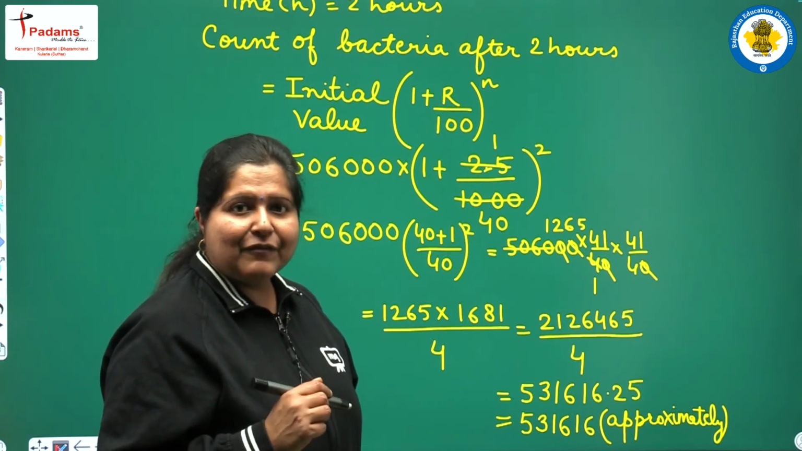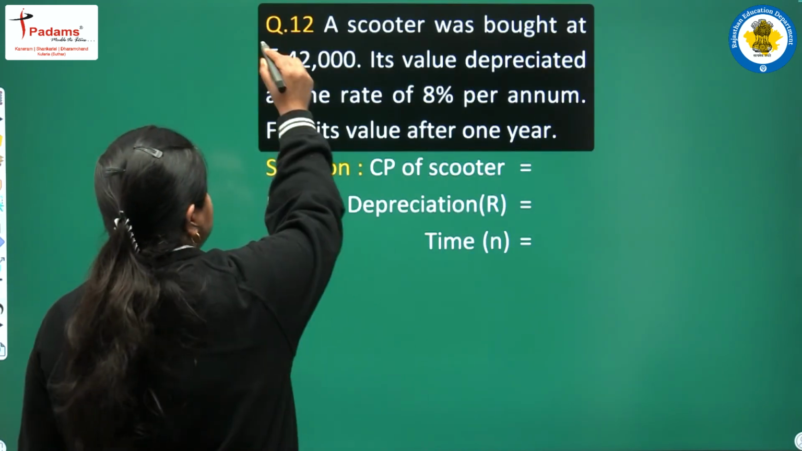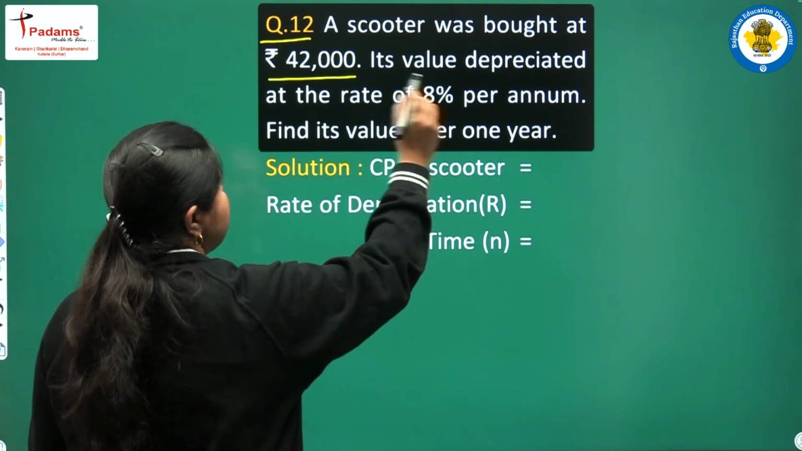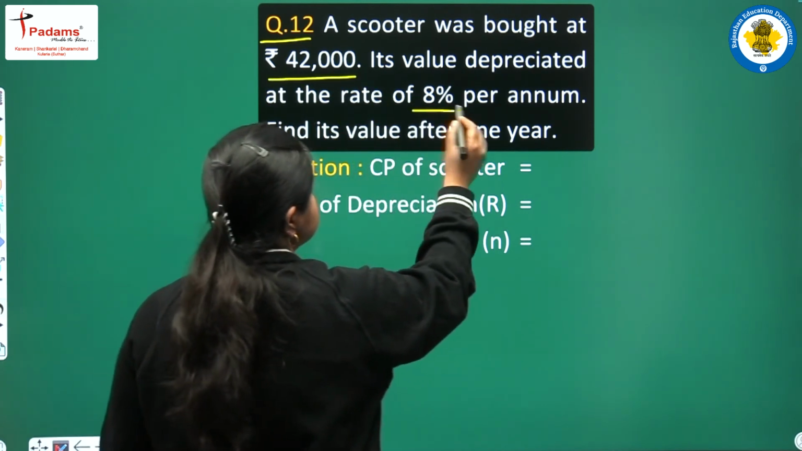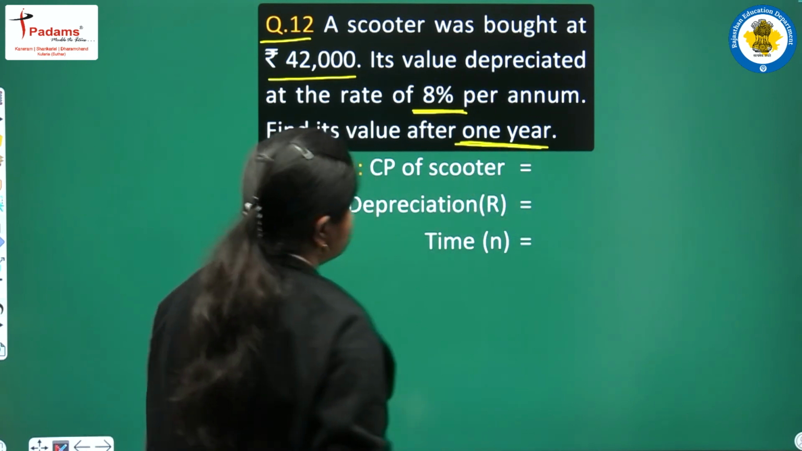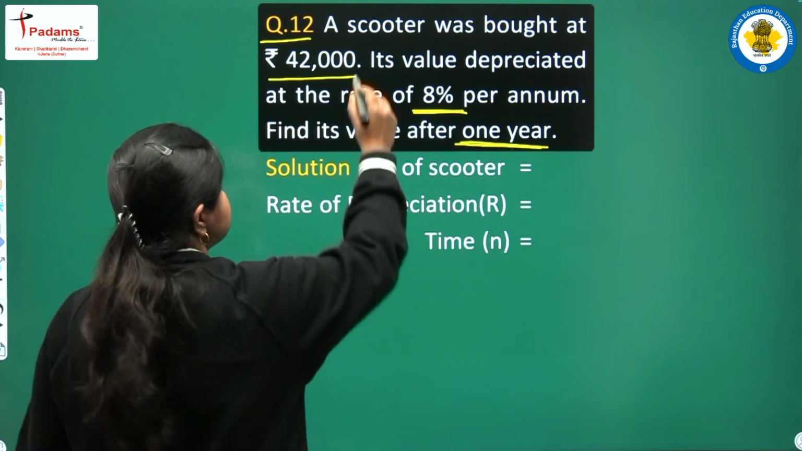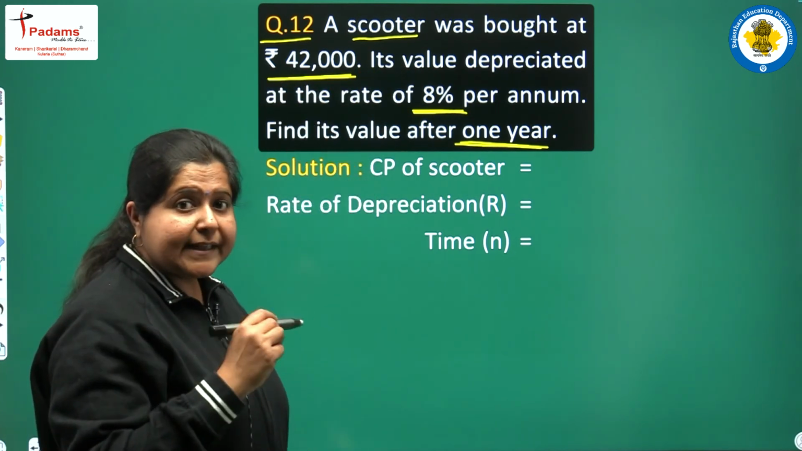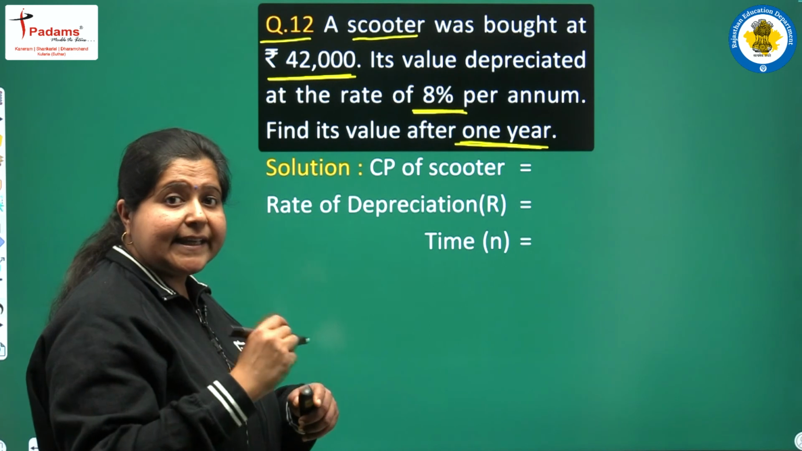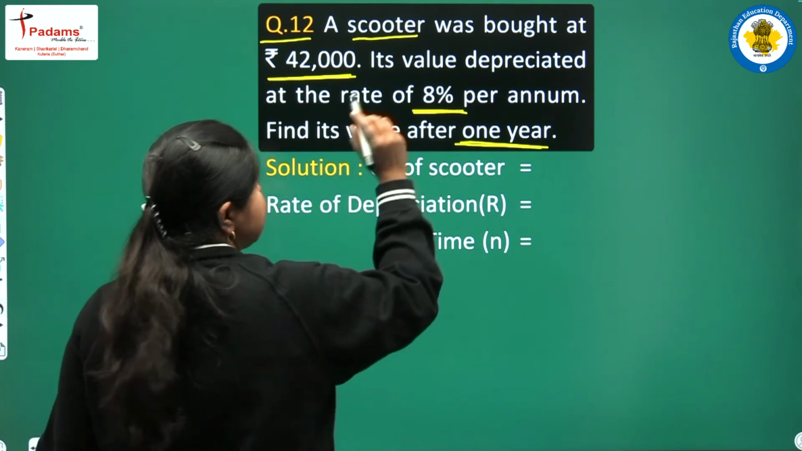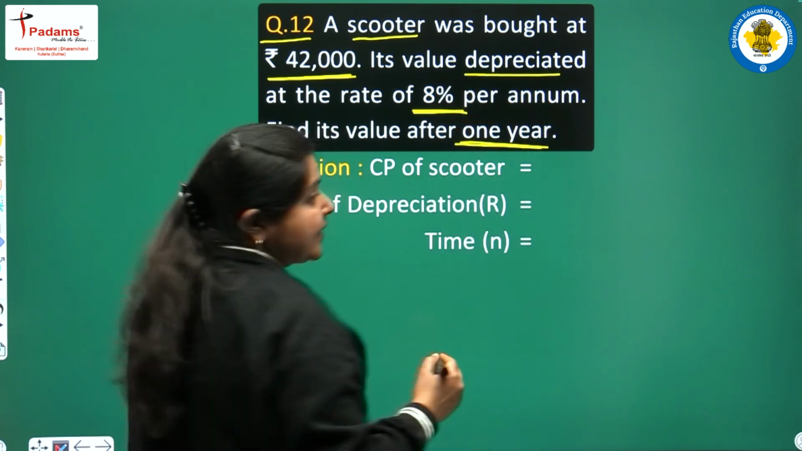Okay, we have one more question. Question 12. A scooter was bought at rupees 42,000. Its value depreciated at the rate of 8% per annum. Find its value after 1 year. Now here one scooter is there and its value in the beginning is 42,000. So remember, the starting value will go with the expression of rate and time. And then it is given that its value is depreciating, decreasing.